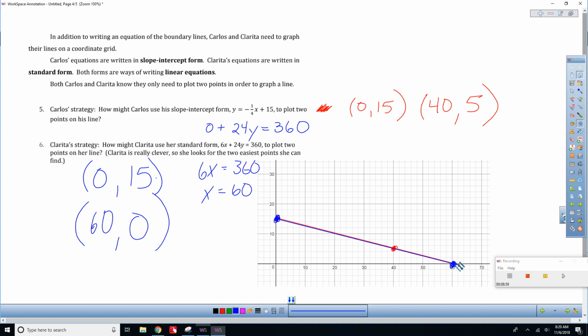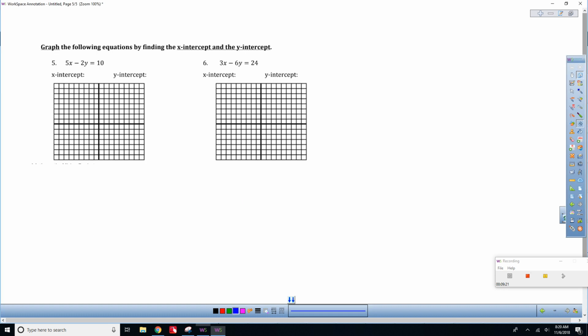You graph its intercepts. Notice this line is the exact same line as this line. It's very important that you guys understand that there are many different ways, infinitely many actually, to express an equation for the exact same line. Okay, so now let's take that into practice on this one. This is from your homework. So again, put in a 0 for x and find y. Put in a 0 for y and find x.